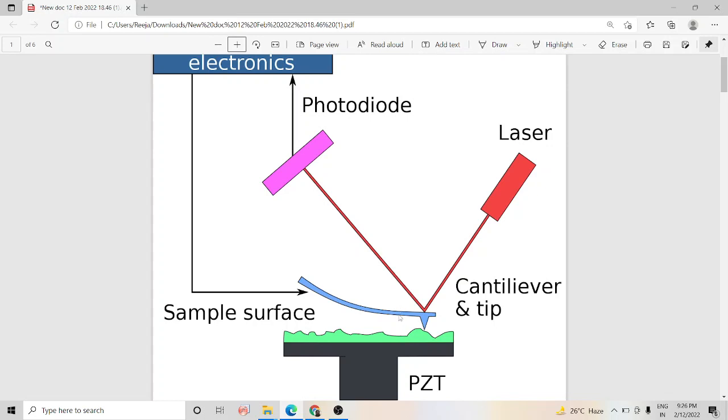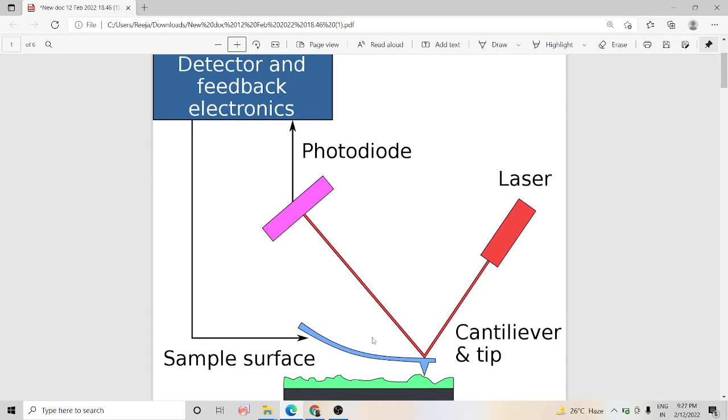Depending on the bending of this beam, or by measuring the angular deflection of the beam, the surface topography is measured. And here there is a laser and a photodiode. So this angular deflection of the cantilever is measured accurately by using an optical lever. An optical lever means you allow a beam of light to fall on the cantilever. Depending on the deflection of this cantilever, the reflected beam will be at different angles, and it is collected by a photodiode, which is then sent to the detector.